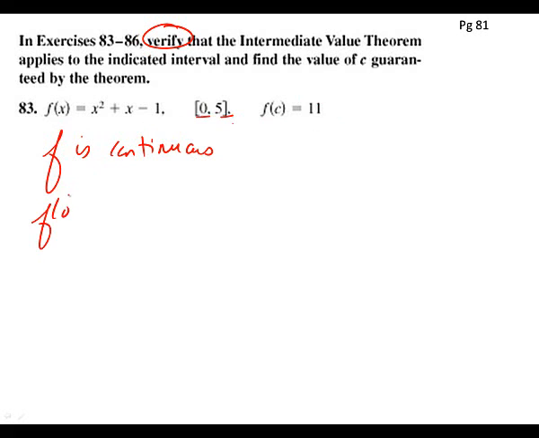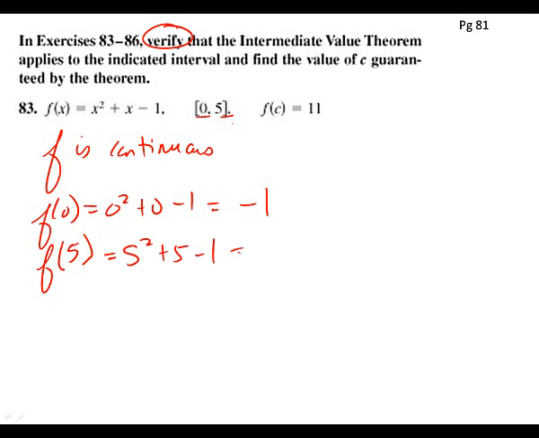So we've got f of 0 equals, when I put 0 into this, what do we get out of it? -1. And then f of 5, the other endpoint, because remember those are x values, equals 5 squared plus 5 minus 1. So 25 plus 5 minus 1 is what? So is 11 in between there? Yes, so therefore IVT applies. That's what I need to see.